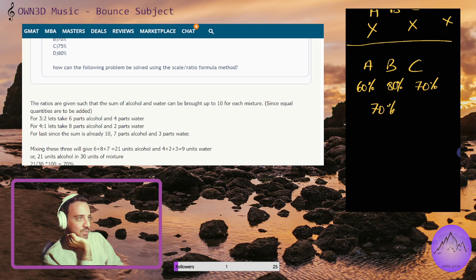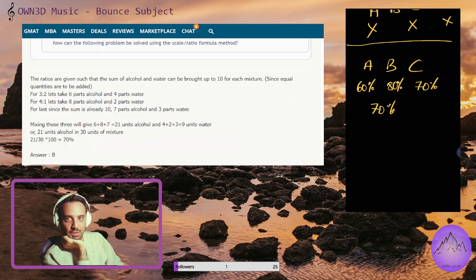It can be brought up to 10 for each mixture. So this person basically did what I did, but they just took it up to 10 to work out the percentages a little bit more quickly. I just looked at 3 to 2 and realized that was 60% because 3 out of 5 parts is 60%. Same with this one. Instead of taking this to 8 and 2, showing that it's 80%, I just knew 4 out of 5 parts, so 4/5 is 80%. Then the last one was already in 10 parts, so the last one was 7 to 3.